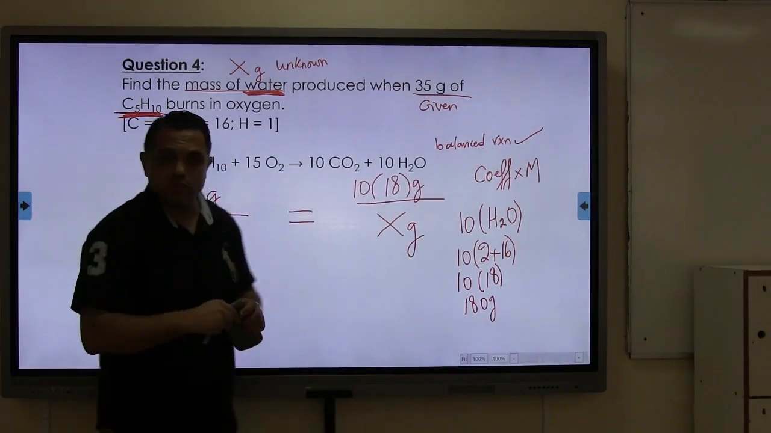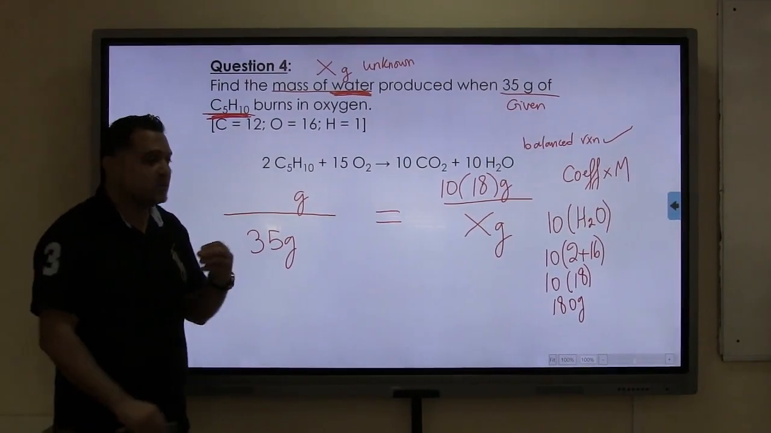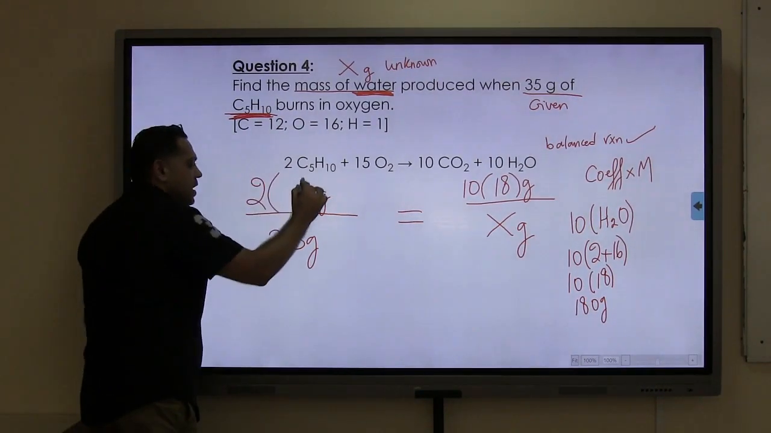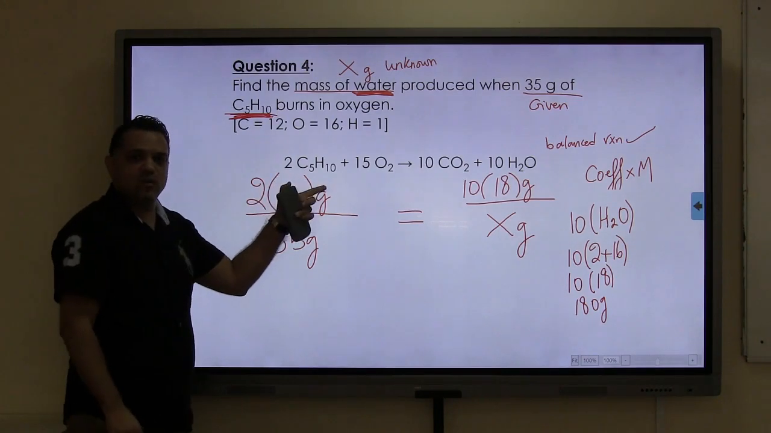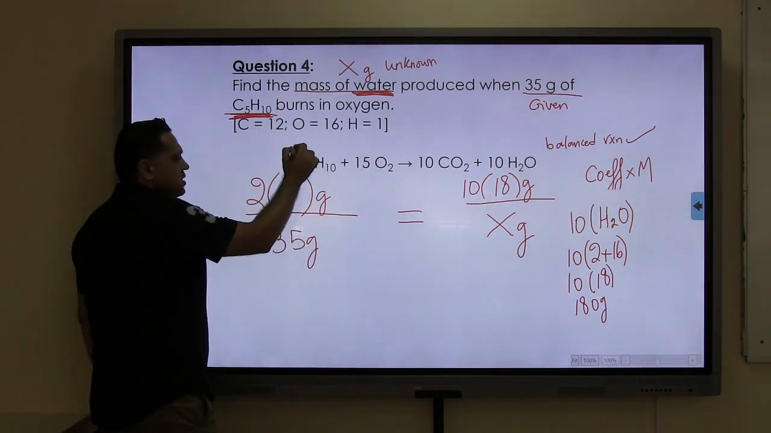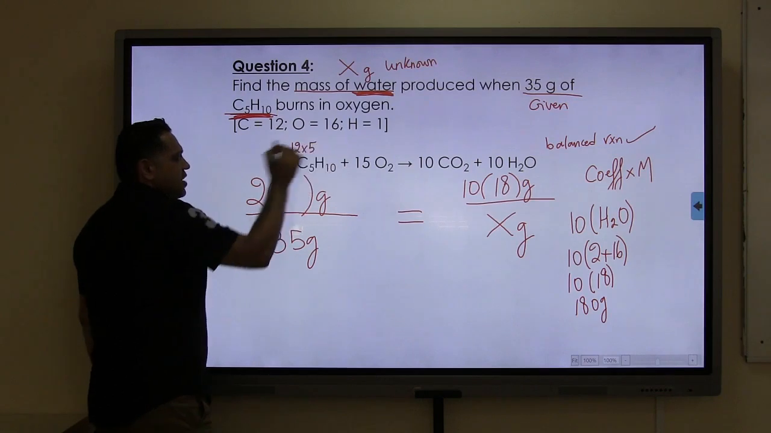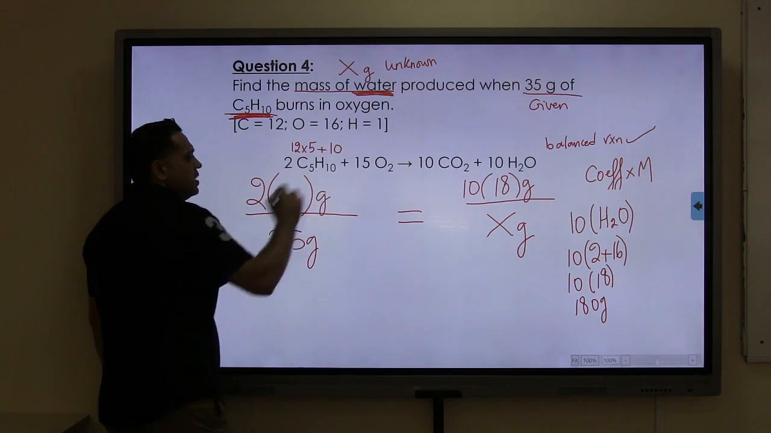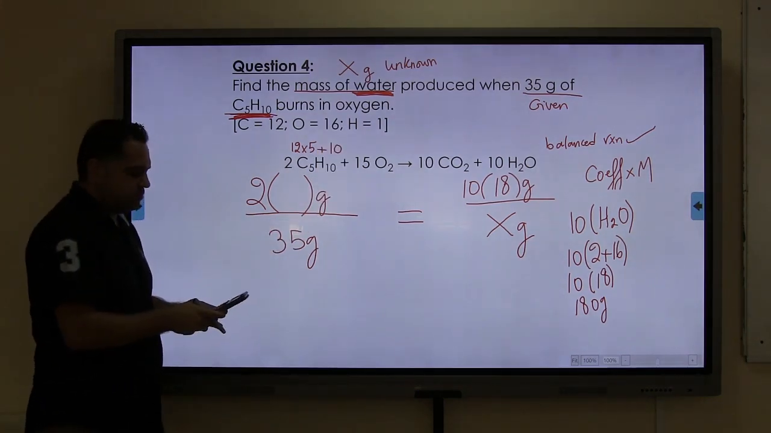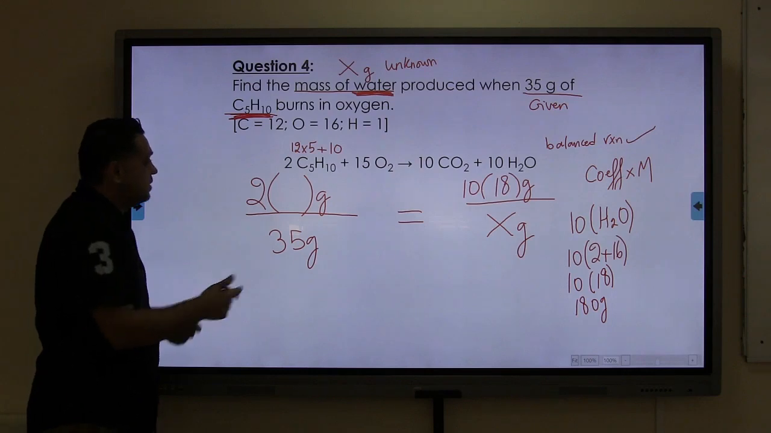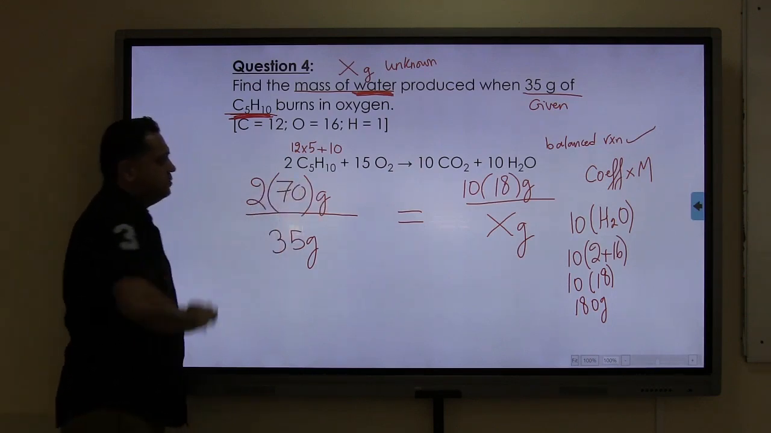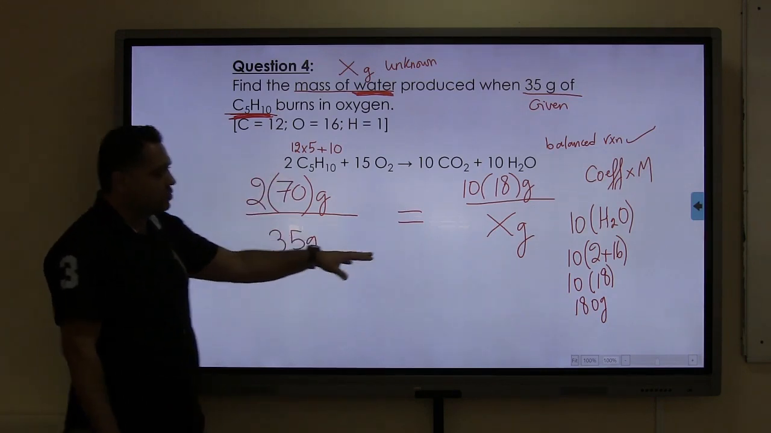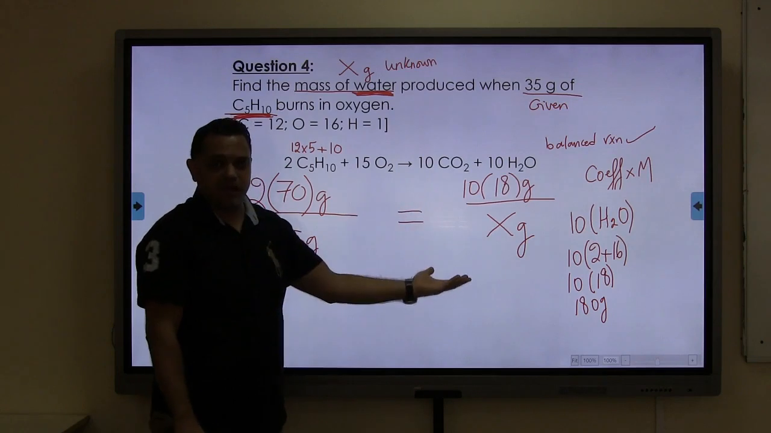Same thing here, we need to find the molar mass times the coefficient. So in this case, I will put 2, which is the coefficient, times the molar mass. What's the molar mass? C5H10. So in this case, C5, 12 times 5, plus 10 times 1, plus 10. So 12 times 5, 60, plus 10 will be 70, so I put 70. So now I have 2 times 70 over 35. This will be equal to the other ratio. Cross multiply, I can find x.